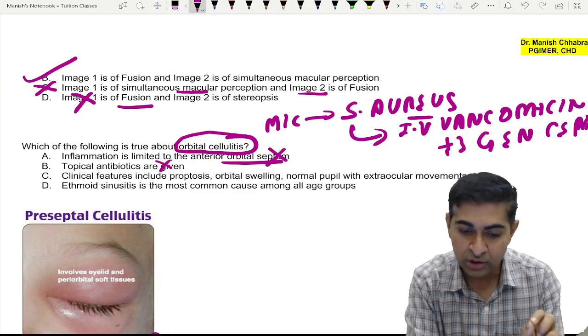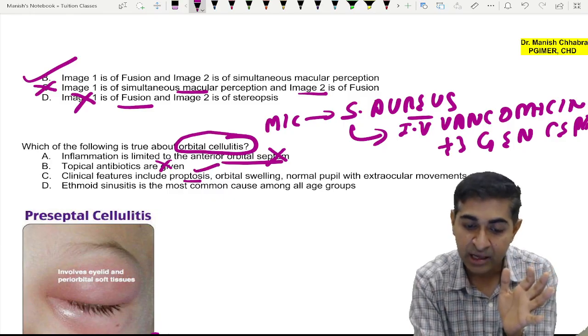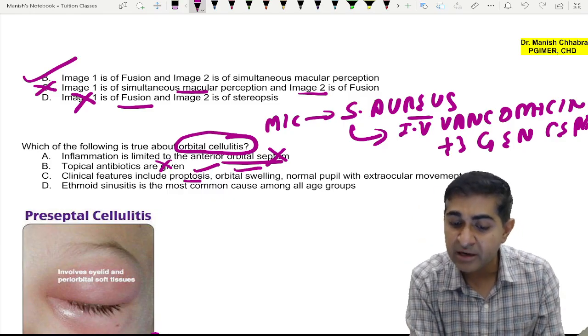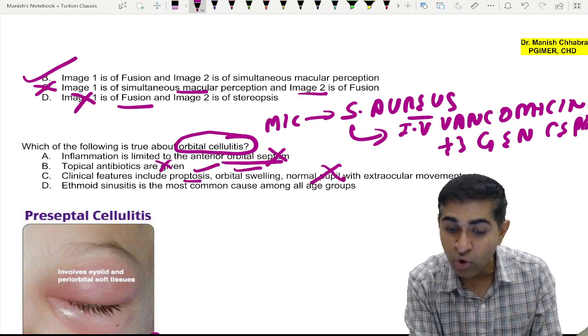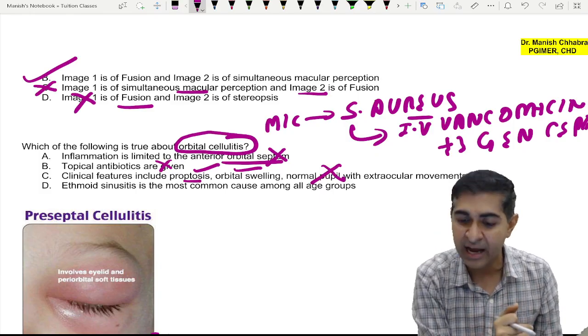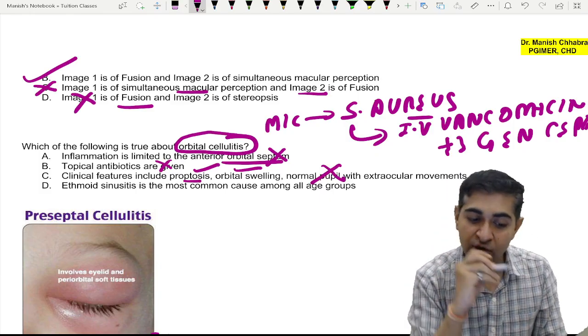Clinical features include proptosis, yes, because raised intraorbital pressure. Orbital swelling, yes, periorbital swelling is there. Normal pupil and with extraocular movements, no, the pupil will not be reacting to light. We just understood that. And extraocular muscle movements will be affected. Isn't it? So that is also eliminated.